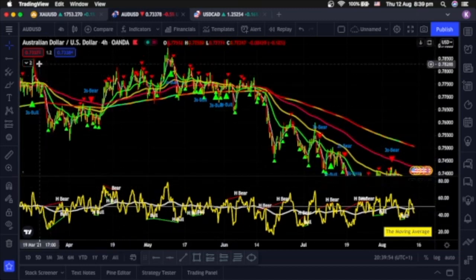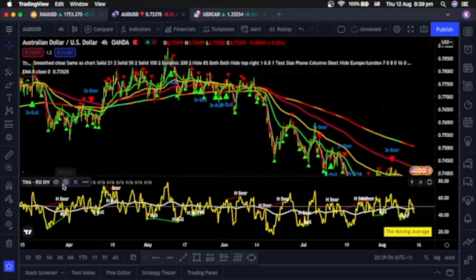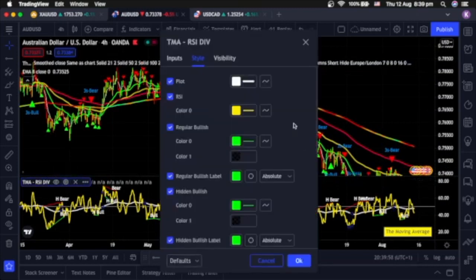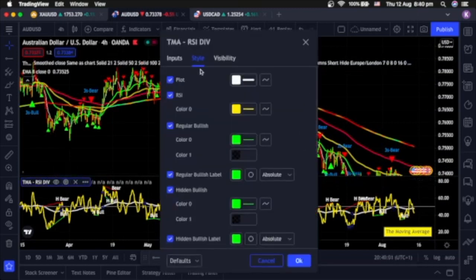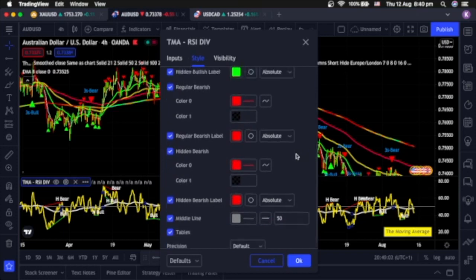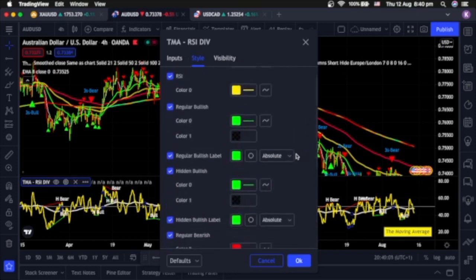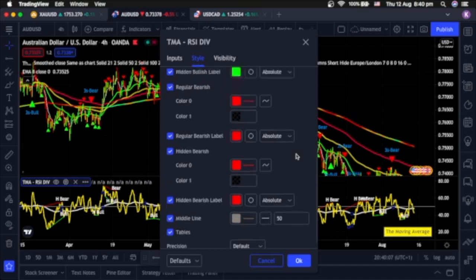What? Oh, right, yeah. You go to the settings. You can copy my settings, guys, if you want to. If you want yours to look like mine, you can pause the video and copy the settings.